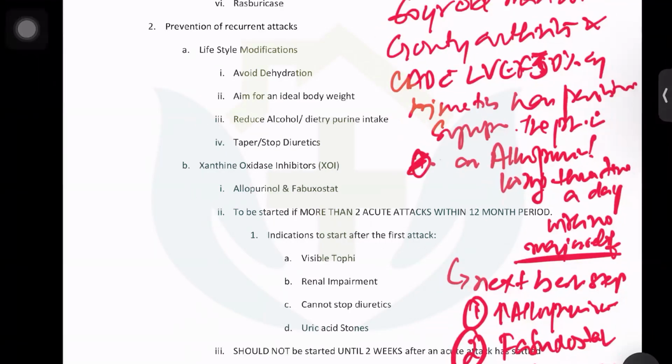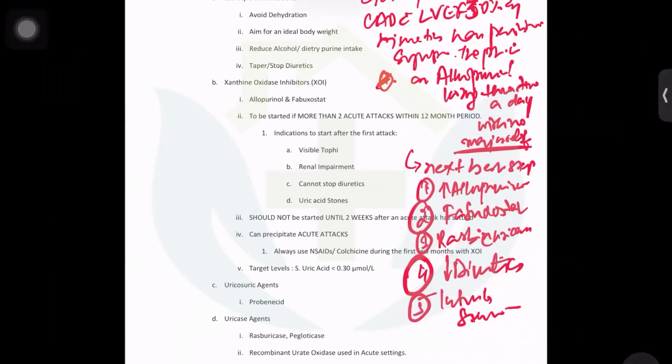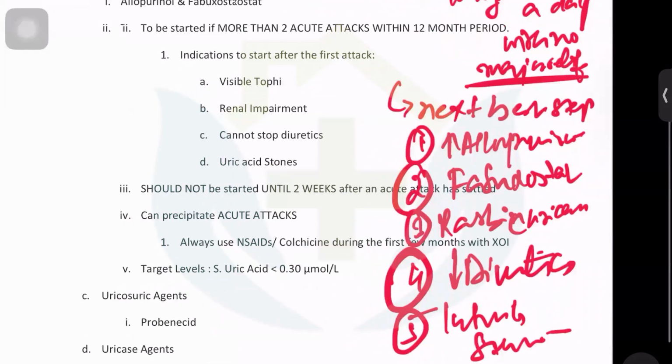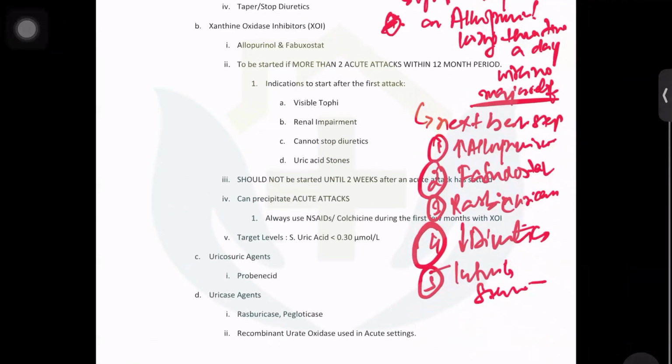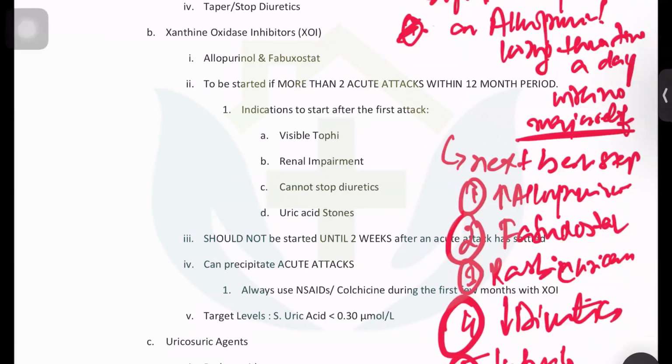Sir, did you want the best choice, or two choices, like you can reduce the diuretic or give rasburicase? So what is the most correct answer? Probably rasburicase, or I go for decreased diuretic. Okay, I will give you the best answer. No problems. What do the NICE guidelines say for management of chronic gout?